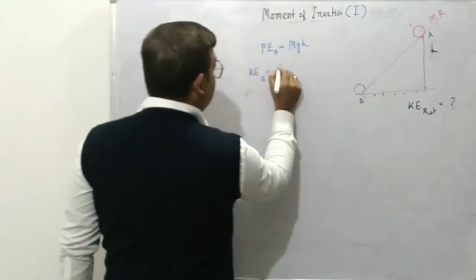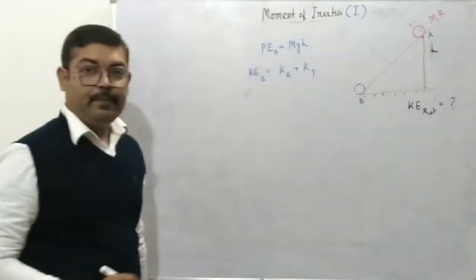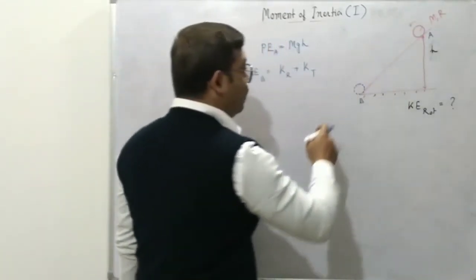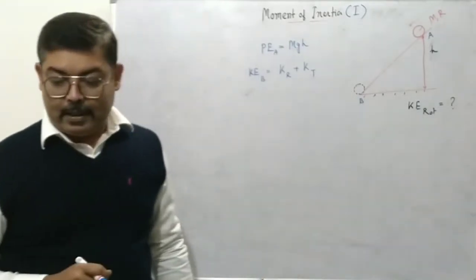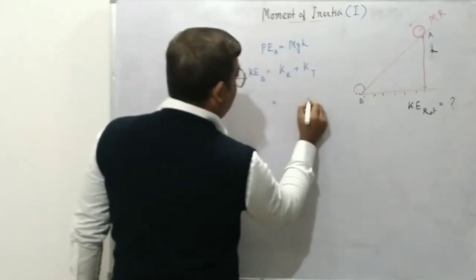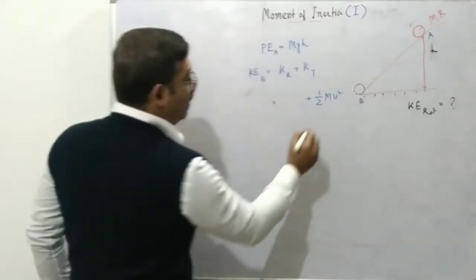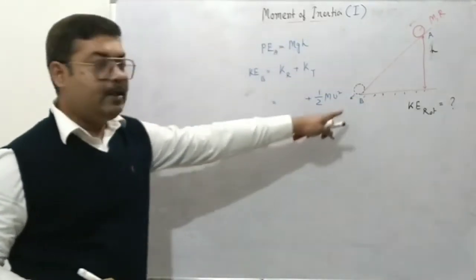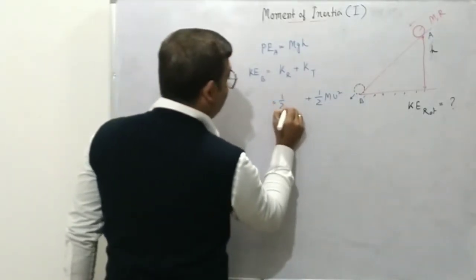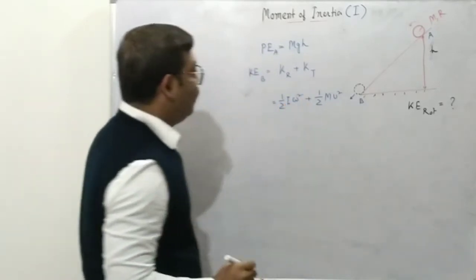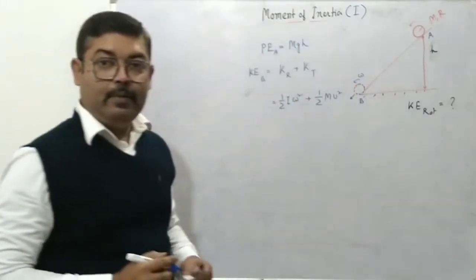The first component is kinetic energy of rotation, and the second component is kinetic energy of translation. Because as it rolls down, it will also acquire a certain linear velocity, and it will reach here with a certain velocity v, say. So kinetic energy of translation will be half m v square, where v is the translation velocity at which it reaches the point B. And kinetic energy of rotation will be half I omega square, where omega is the angular velocity with which it reaches the point B.